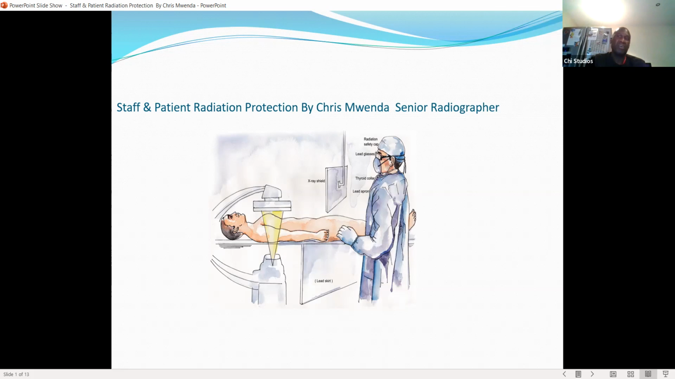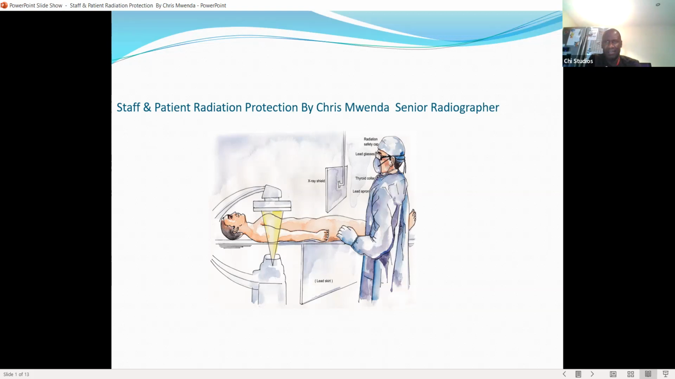So in this section, I'll talk about the type of PPE, or personal protective equipment, which doctors use, and the PPE for other members of staff. Obviously, you also need the thyroid collar. Earlier today, one of our consultant professors was not wearing the thyroid collar. I challenged him.